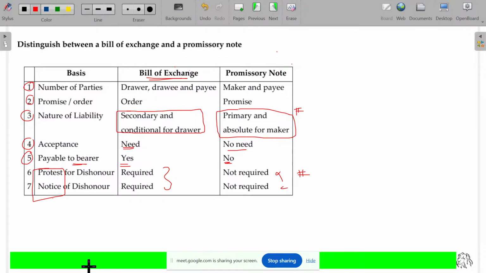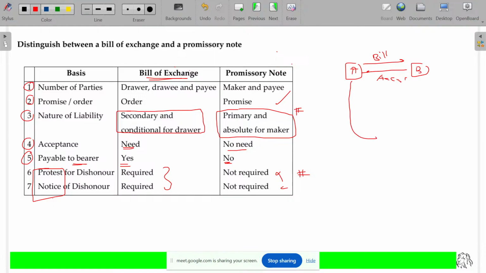So, primary and absolute for the maker. Let me finish up this concept here. A and B. A draws the bill and B accepts the bill. Right, A draws the bill and B accepts the bill.